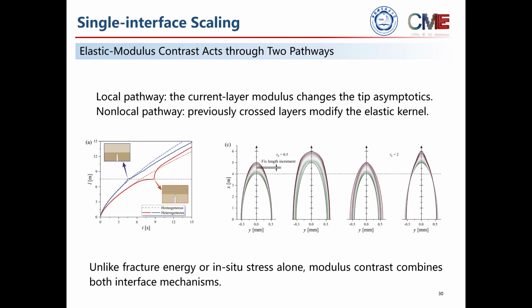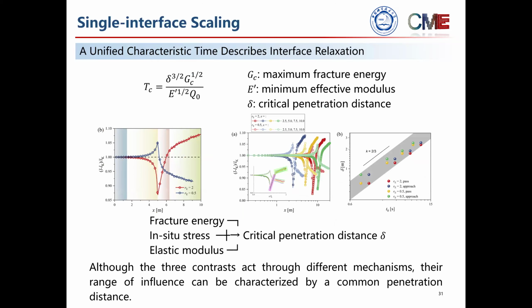Elastic modulus contrast is more complex because it activates both interface mechanisms simultaneously. The numerical results show corresponding changes in both propagation history and fracture shape. The comparison across all three types of contrast leads to a common critical penetration distance delta. Although the fracture energy, stress, and modulus enter through different governing terms, the spatial range over which an interface significantly affects propagation can be characterized using this same concept.